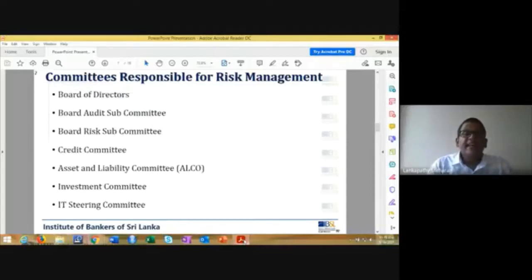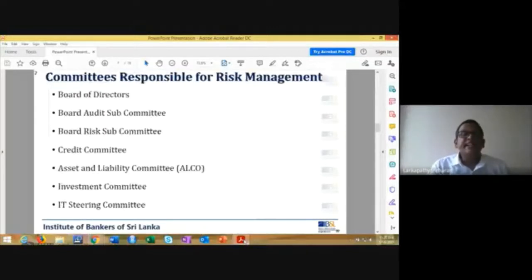Okay, then there are several committees in the risk management. Board of directors, of course, they are not a committee, they are the top people, they are responsible for risk management functions. And the board audit subcommittee, which is the committee which gives an assurance that there is a proper risk management function in the banks and financial institutions. So that committee is also responsible for auditing the risk management function. And then the board risk subcommittee. The board risk subcommittee is responsible for the entire risk management function of the banks.